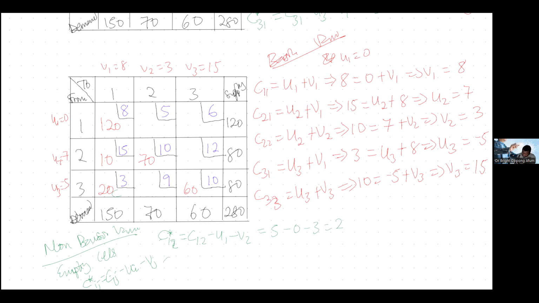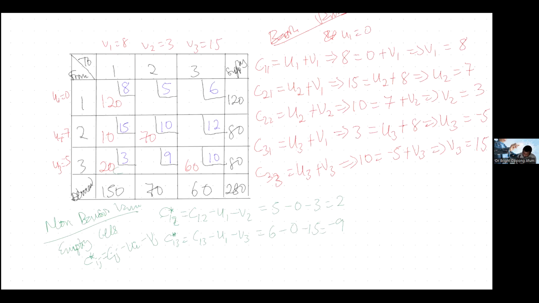Δ13 is C13 minus U1 minus V3. And what is C13? The value is 6. So 6 minus 0 minus V3, which is 15, and the value is negative 9. Okay, so we have 2 more to go.